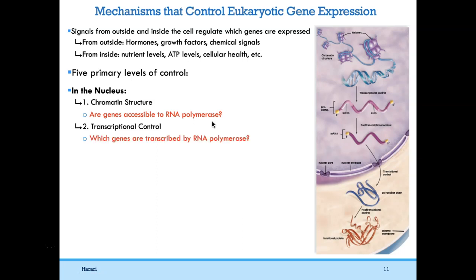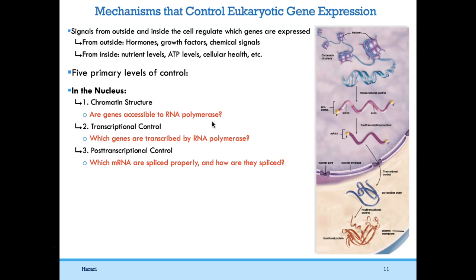Then there's transcriptional control, which genes are actually transcribed by RNA polymerase, right? If a gene is transcribed, that means it could be made into a fully functional protein. That gene will be expressed. But in some cells, we don't want the genes to be expressed. So which genes are transcribed by RNA polymerase in a specific cell is referred to as transcriptional control.